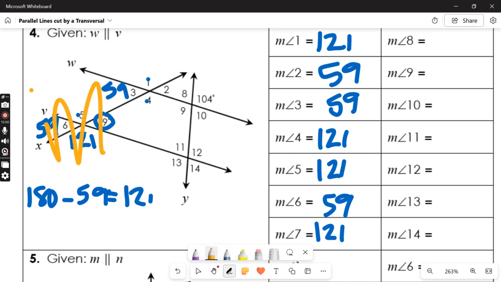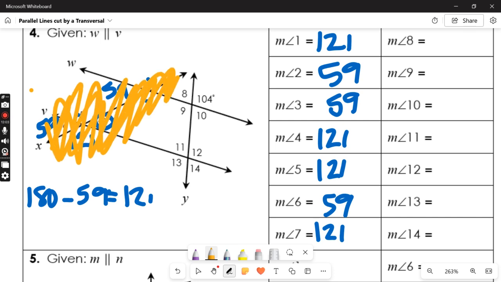Okay, so now I'm going to pretend like this one doesn't exist. And I'm only going to look at this one, and it kind of helps me not get the angles confused. So angle 9 is vertical to that 104. And then 13 is corresponding to 9, so it's also 104. And then 12 is also 104.